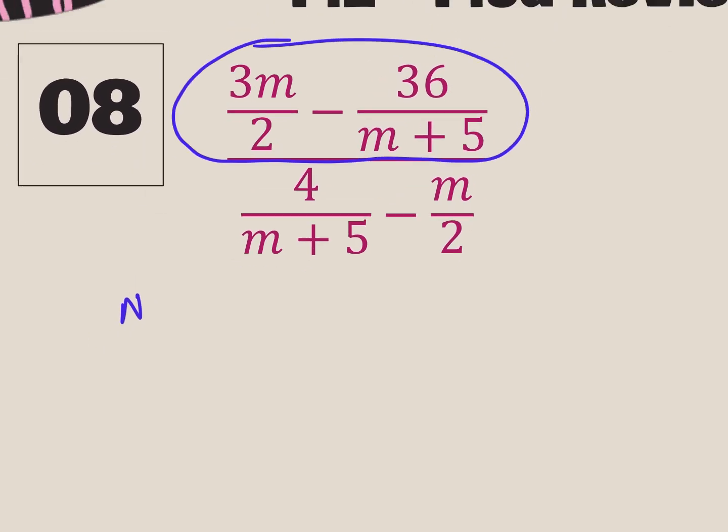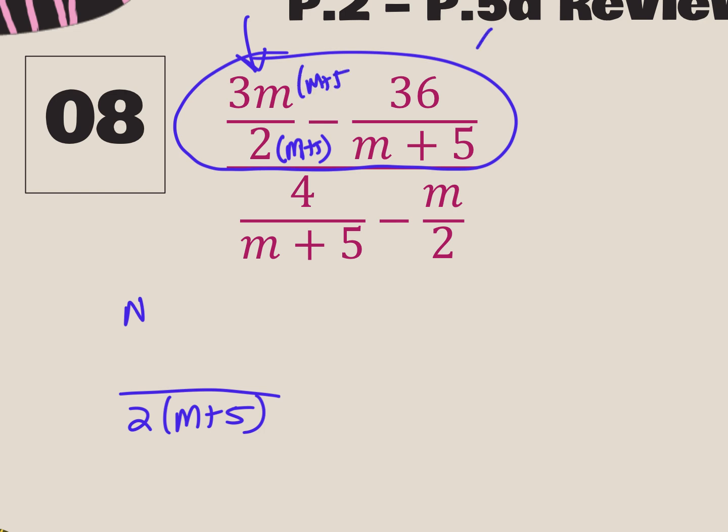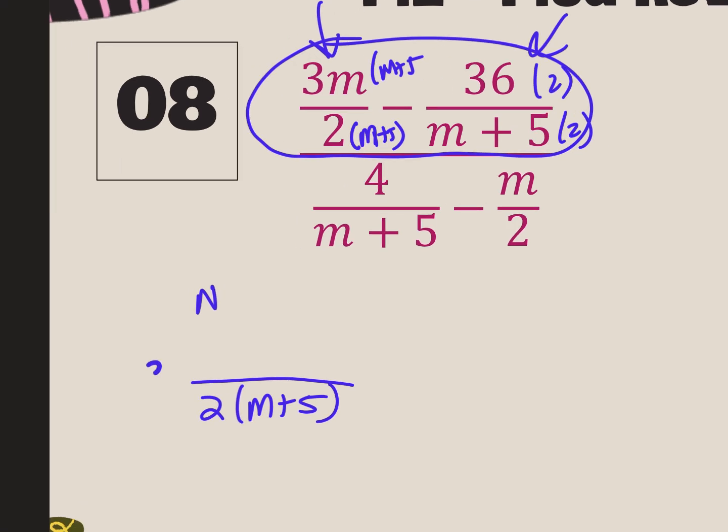So what is my common denominator for what I have circled in blue? 2 times m plus 5. Do you agree? Okay, so let's figure out what each fraction has and what it's missing. So this first fraction, it has a 2. What do I need to multiply it by so it looks like my common denominator? So what you do to the bottom, you do where? Okay. My second fraction has the m plus 5. What is it missing? The 2. So what you do to the bottom, you do to the top. So let's write it out. I have 3m times m plus 5 minus what?